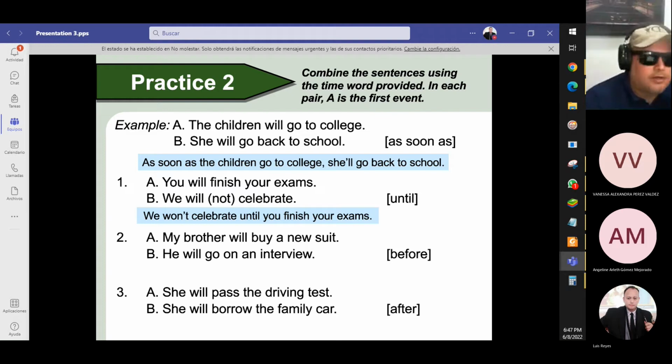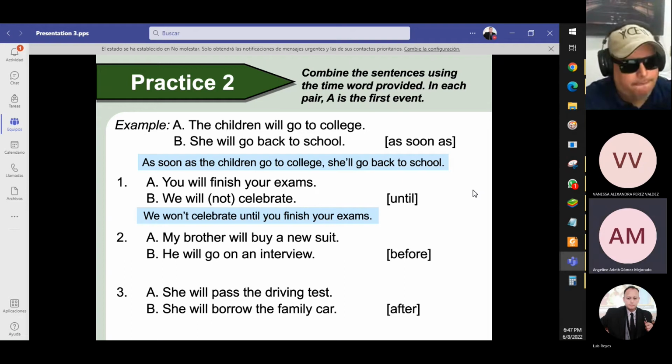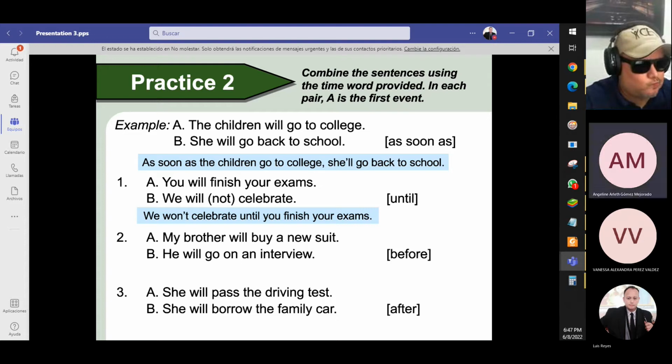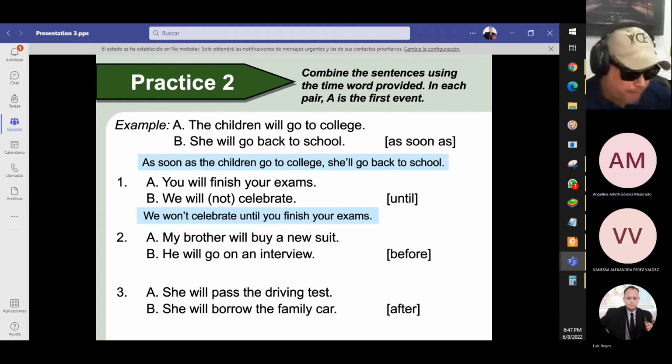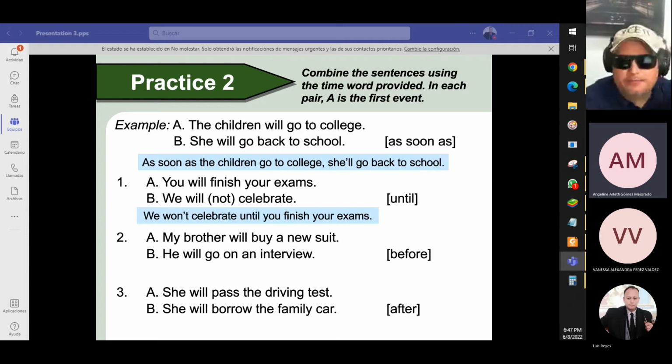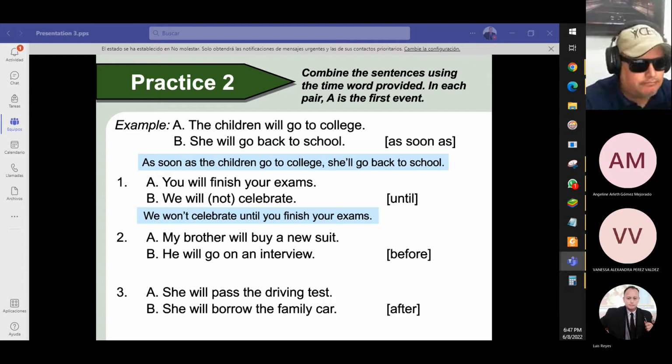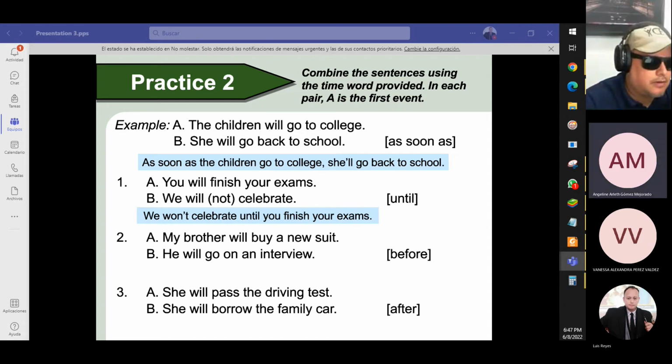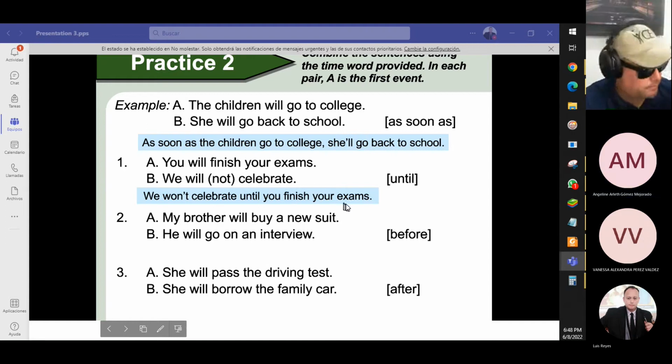Ok. Number 2. Miss Angeline, please. Sería my brother buys a new suit before. No, perdón. Before my brother buys a new suit, he will go on an interview. Ok. Pero no usaste el before. A ver, una vez más. Sería my brother will buy a new suit before he goes on an interview. Excellent.